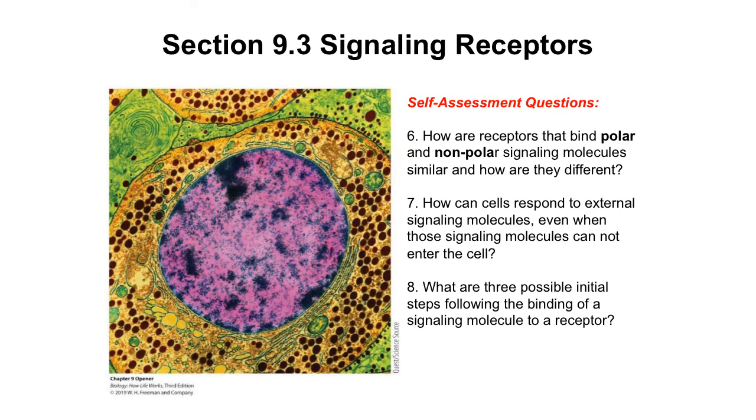To get feedback and affirm your understanding of this section after listening to the video, make sure that you answer these self-assessment questions. So first, how are receptors that bind polar and non-polar signaling molecules similar, and how are they different? Second, how can cells respond to external signaling molecules even when the signaling molecules cannot enter the cell? And third, what are the three possible initial steps following the binding of a signaling molecule to a receptor?